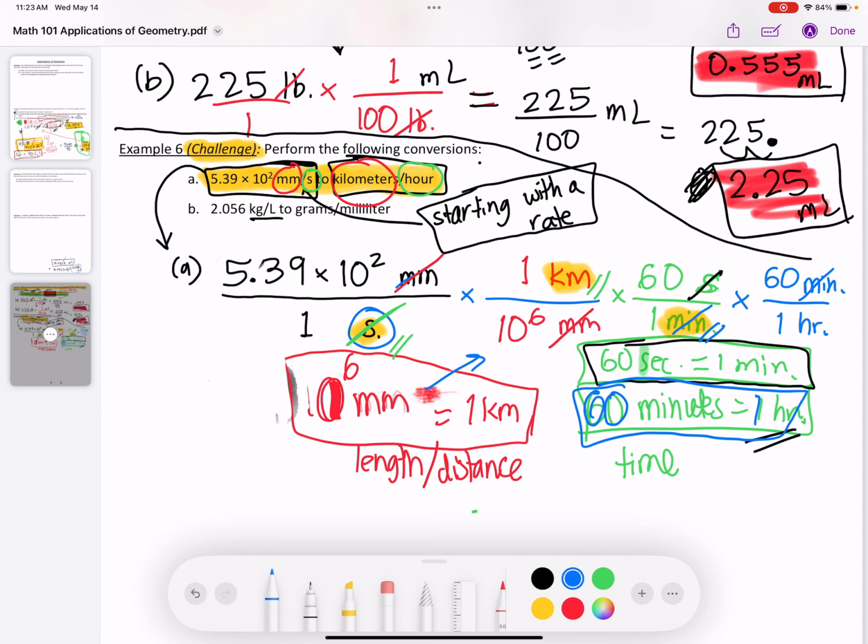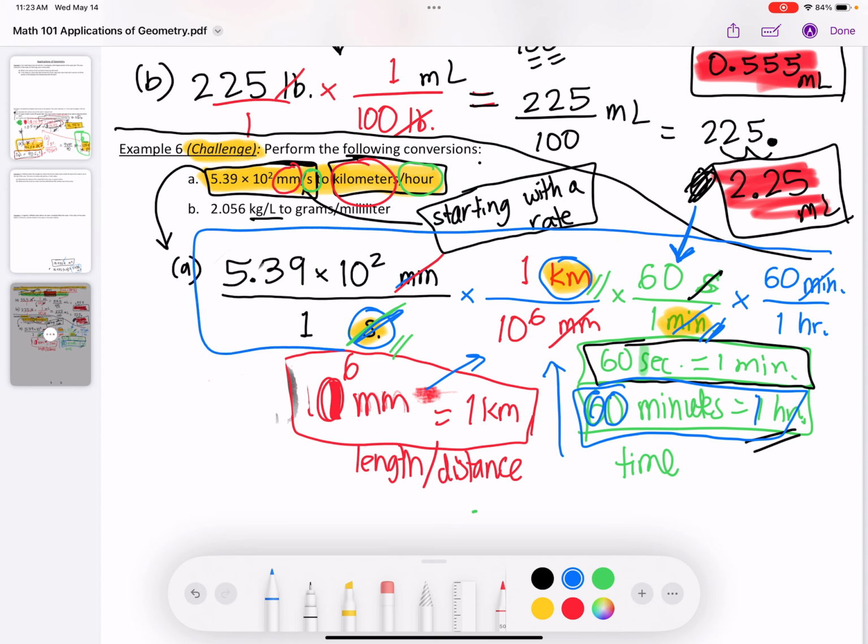The first unit fraction was there so that I could get rid of millimeters and jump onto kilometers. That's good. I'm done with the distance, the length. Now it's time to get rid of seconds. To get rid of seconds, I used this unit fraction, but that didn't get me where I wanted to go. I think I'm almost to the other shore of this river. I'm left with minutes, which is not quite what I wanted. Now I needed one more.